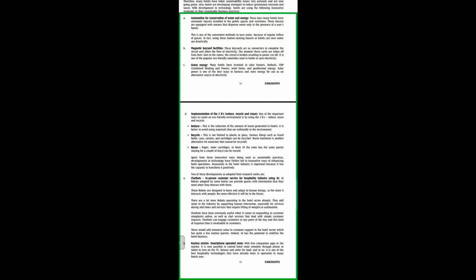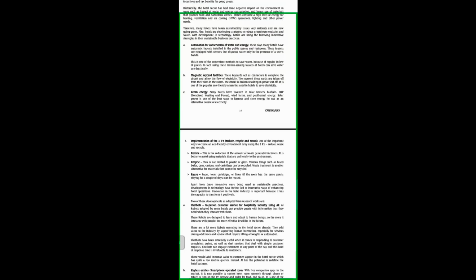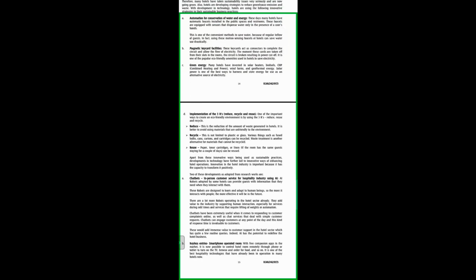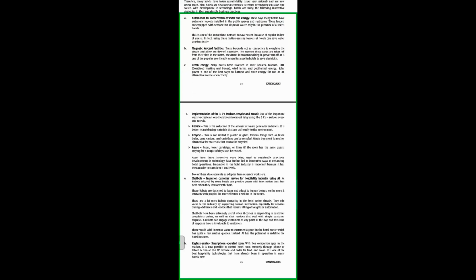Chatbots have been extremely useful when it comes to responding to customer complaints online, as well as chat services that deal with simple customer requests. Chatbots can engage customers at any point of the day, and this kind of response time is invaluable to customers. These would add immense value to customer support in the hotel sector, which has quite a few routine queries. Indeed, AI has the potential to redefine the hotel business.